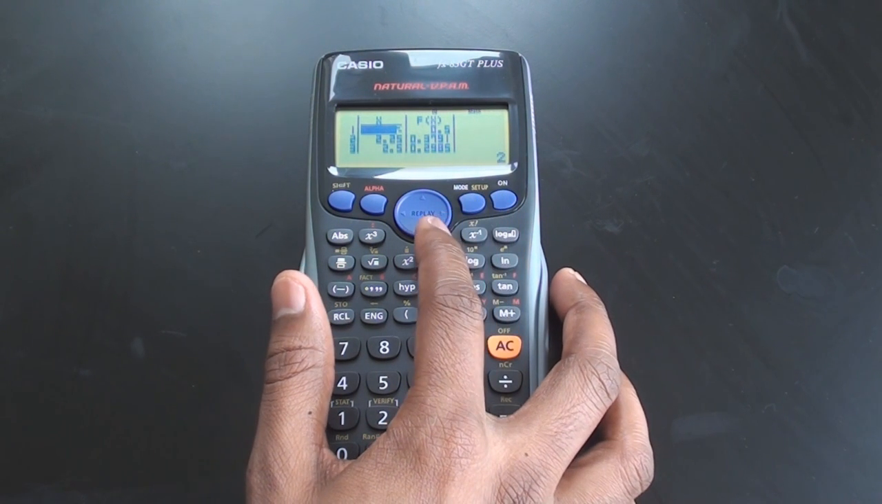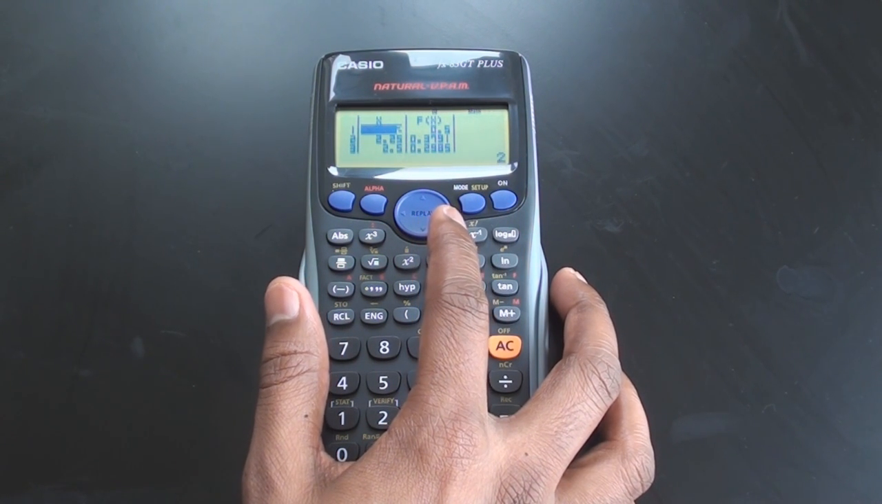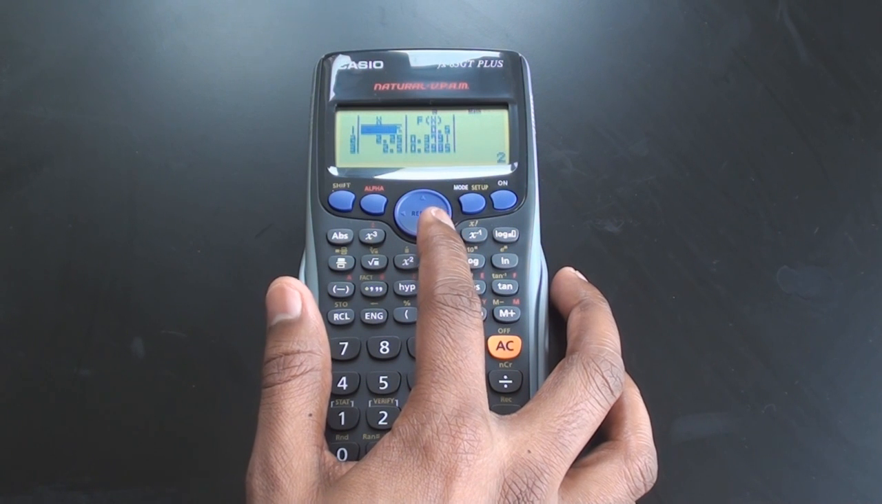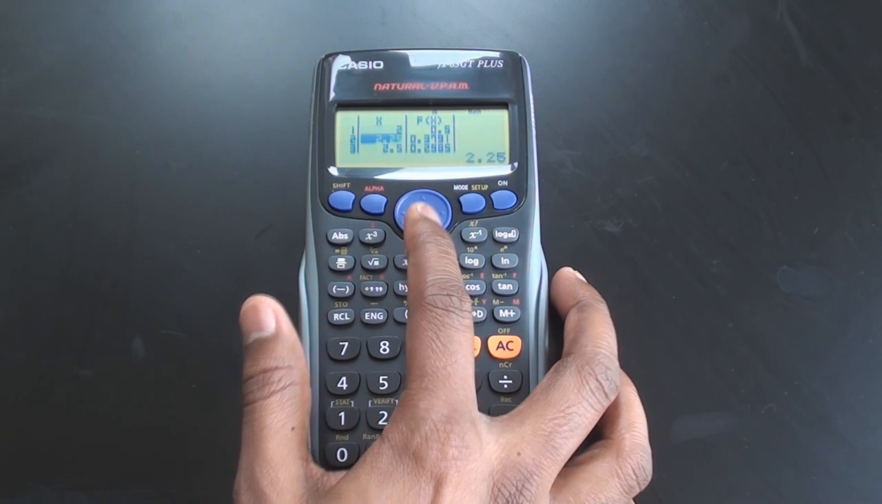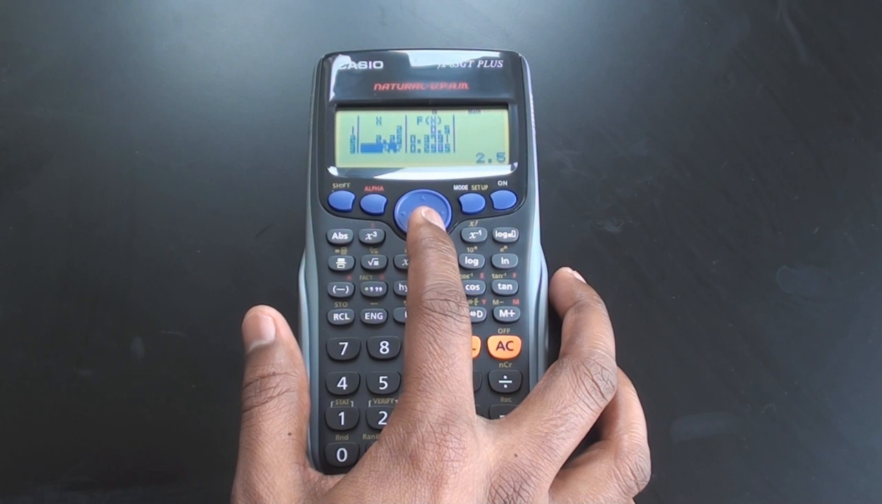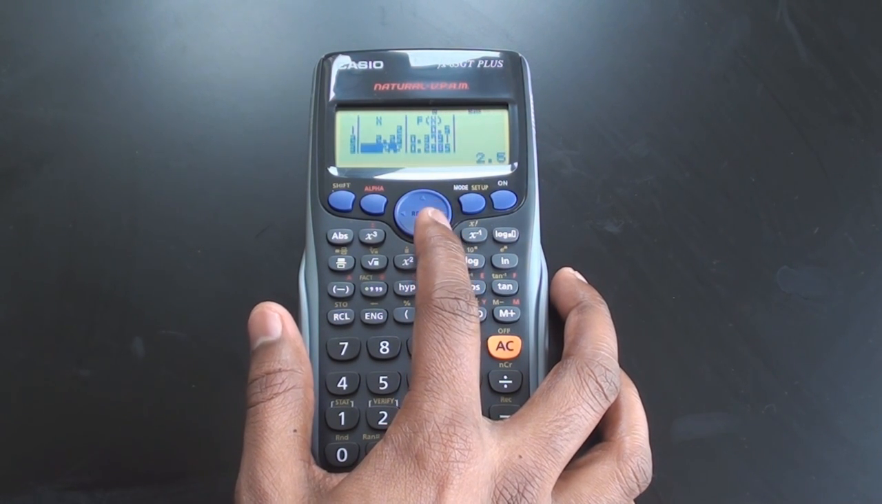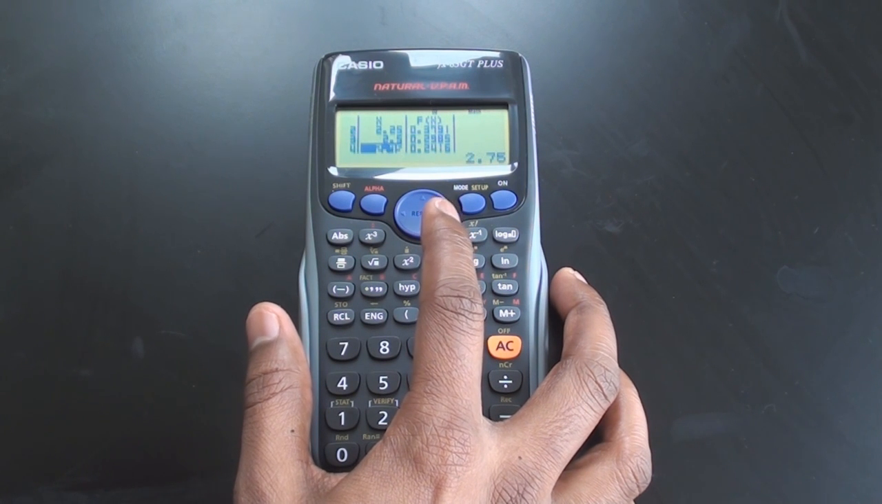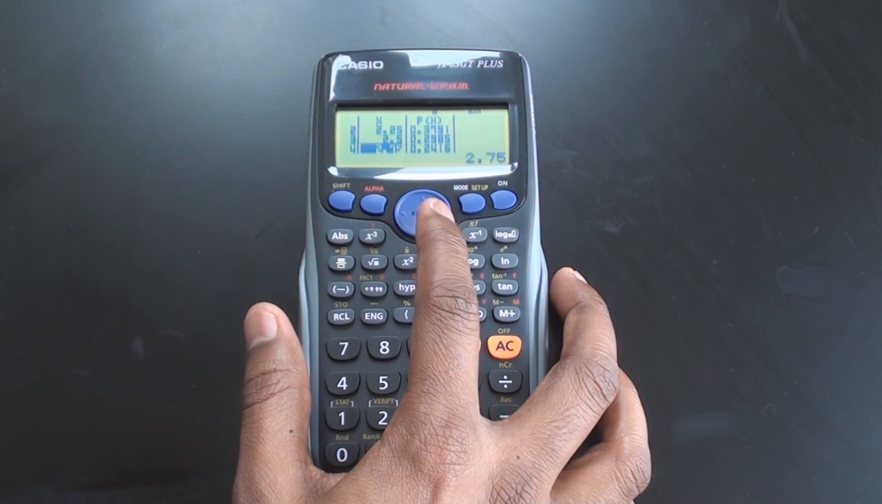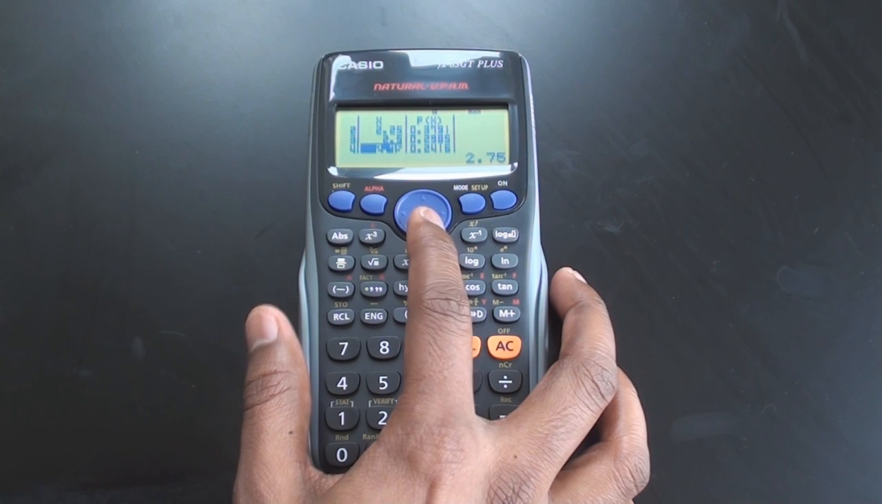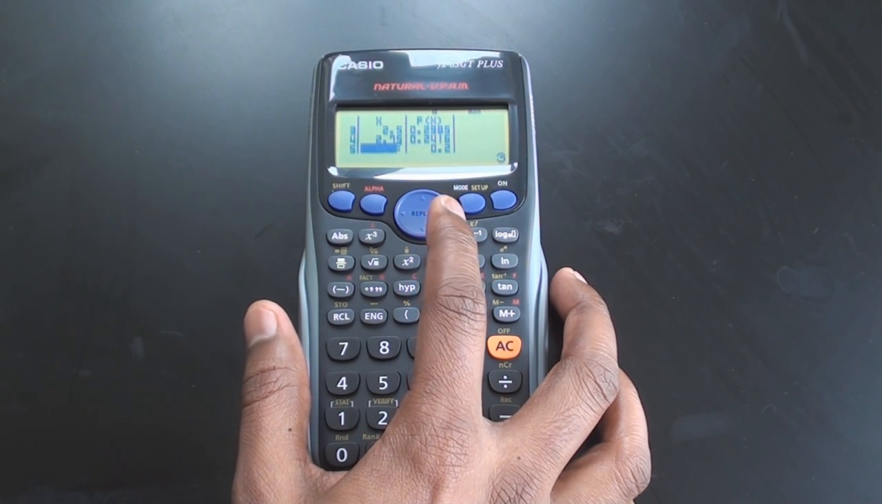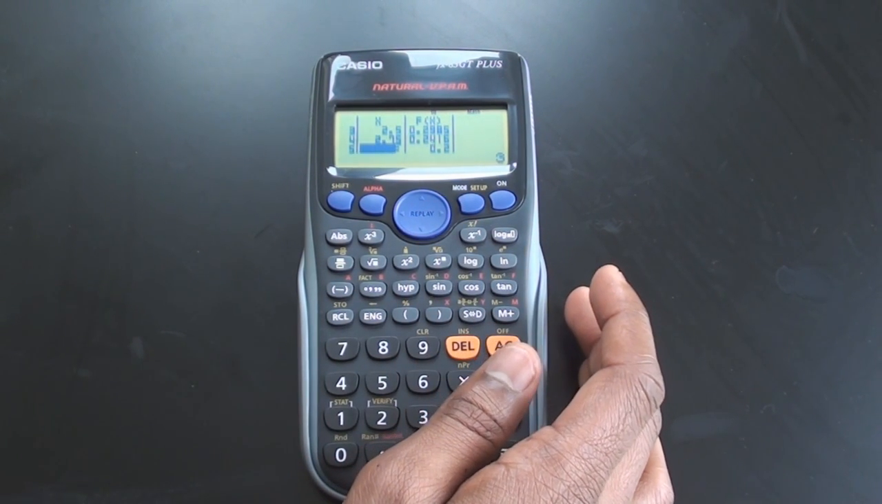Yes, we have that. When x is 2.25, y is 0.38 to 2 decimal places. That's fine. So we can write down the next few. When x is 2.5, we get 0.30 to 2 decimal places. When x is 2.75, we get 0.24. And finally, when x is 3, we get 0.2.